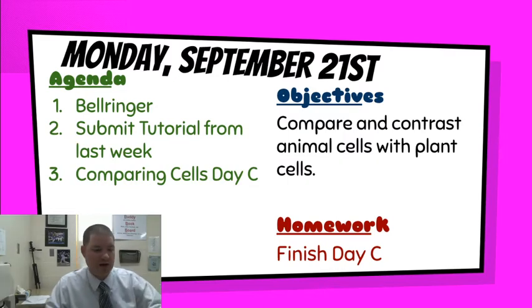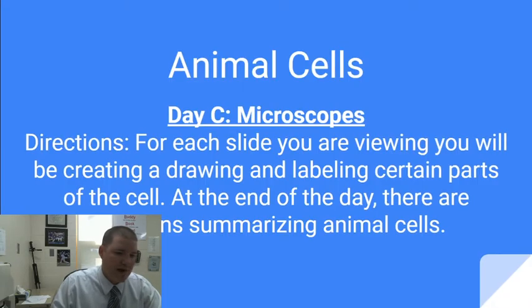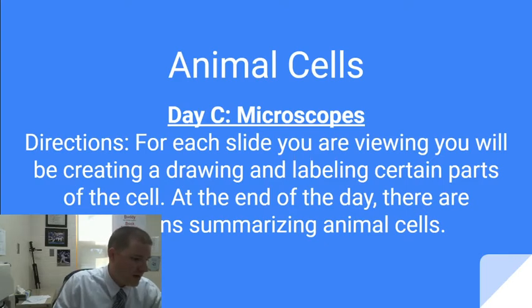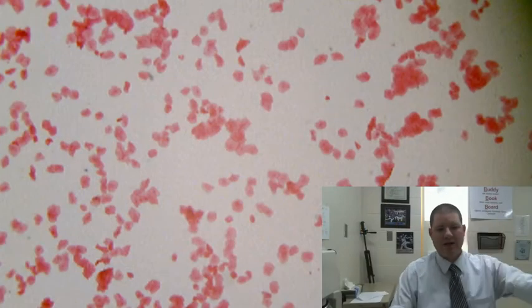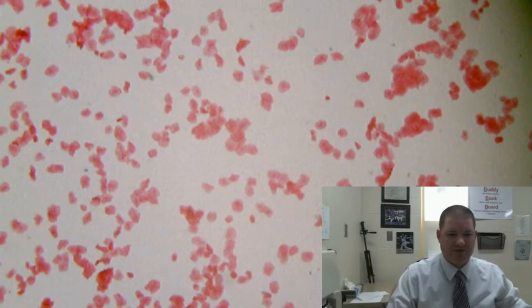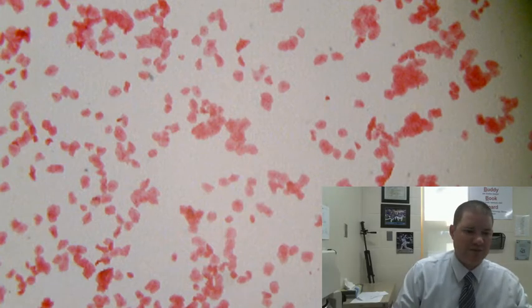That's because we're going to take a look at animal cells. So go on Schoology, pop open the assignment. It should say assignment comparing cells, and then scroll down to slide number 16, and you'll see animal cells, day C, microscopes. For each one of these, you're viewing and drawing and labeling certain parts of the cell. And for this, I'm going to go ahead and pop up the microscope camera here. There we go. So this is the first part that you're going to see. This is the mouth smear.